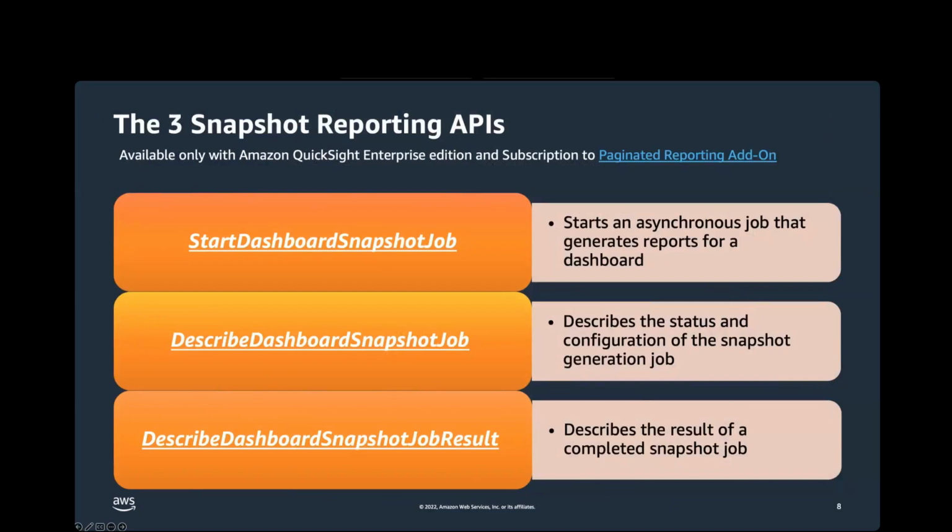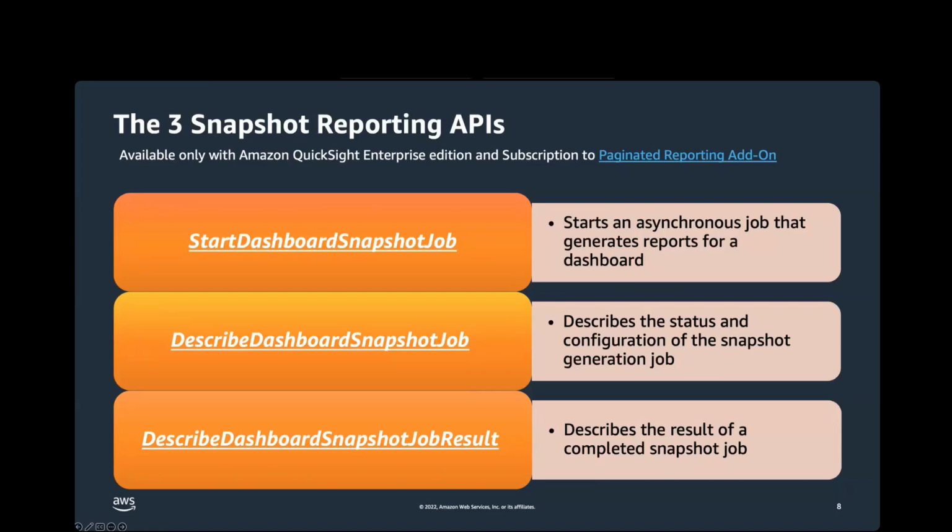First, let me tell you that these APIs are available only with an Amazon QuickSight Enterprise Edition. And you need to have a subscription to Paginated report in order to be able to use these new Snapshot APIs. There are 3 Snapshot APIs.